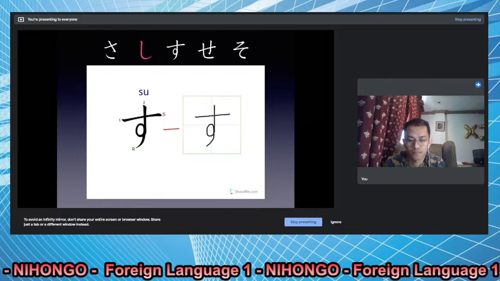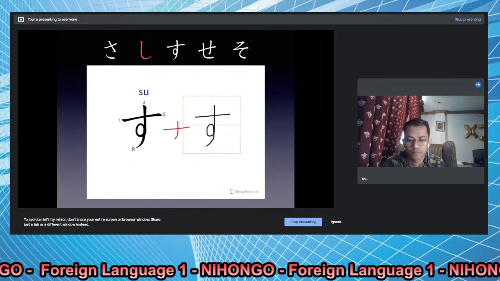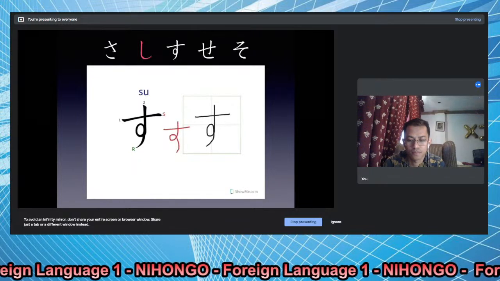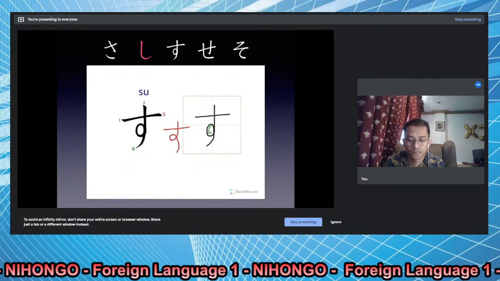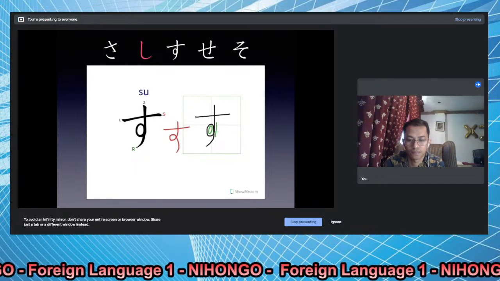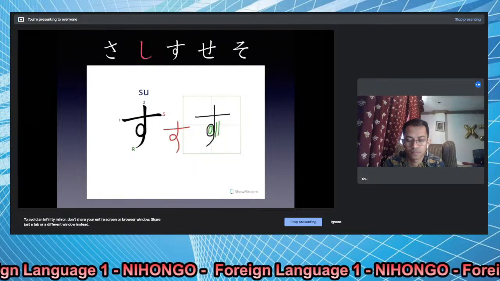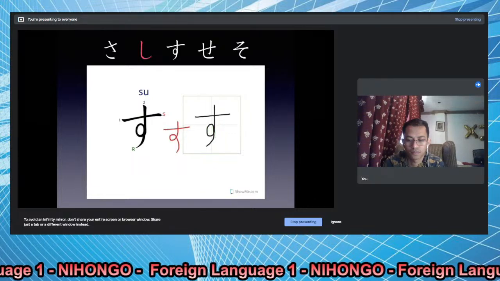One more thing that you must be careful with is the loop in the middle. It shouldn't look like this. The loop here is oval and has to stick to this line. So this is su.